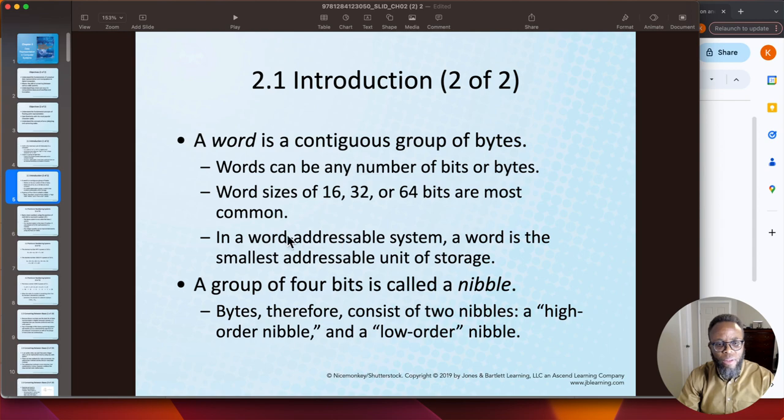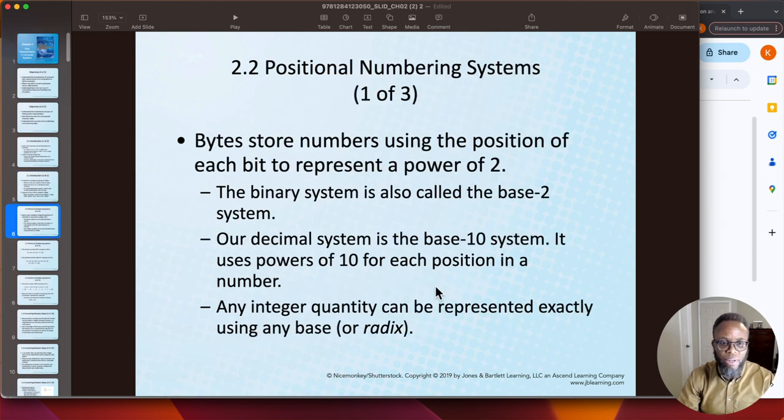In a word addressable system, a word is the smallest addressable unit of storage. So in a 64-bit system, 64 bits is the smallest addressable unit of storage in the machine. We talked about 4 bits being a nibble. We talked about all of that last class, so no need to talk about that more.